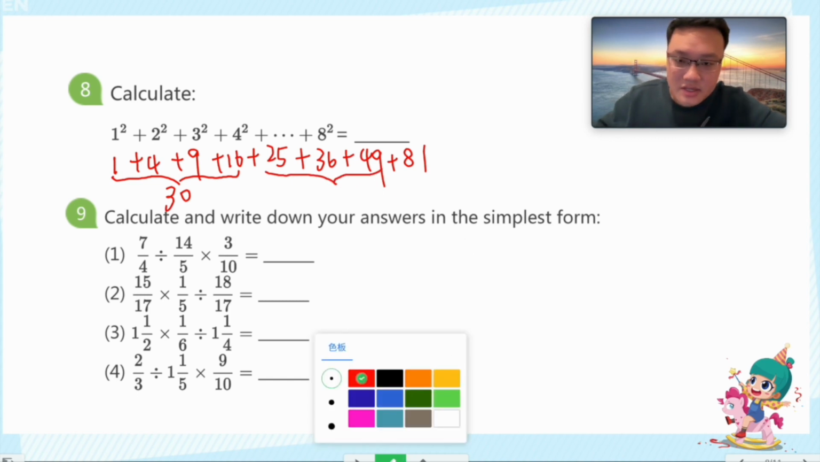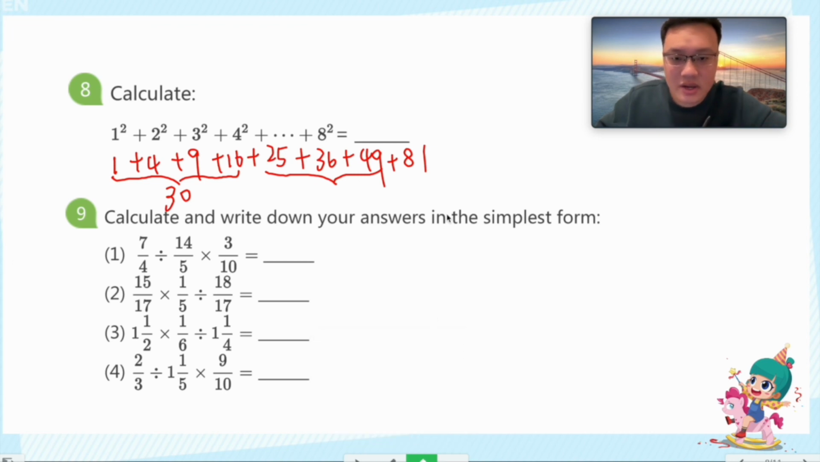Oh, I made a mistake. 8 squared is not 81. 8 squared is 64. Okay, let me change that to 64. And then 25 plus 36 equals 61. 61 plus 49 is 110. So if you add these 3 numbers, 30, 110, and 64 together, you're going to have 204. That's the answer.